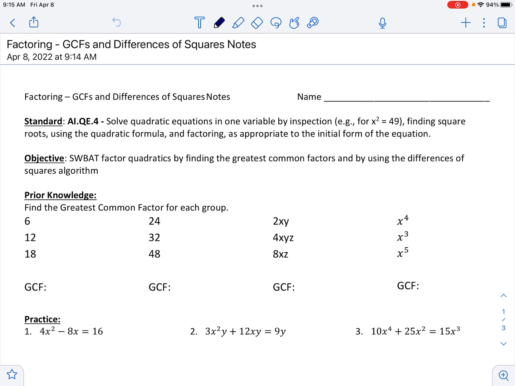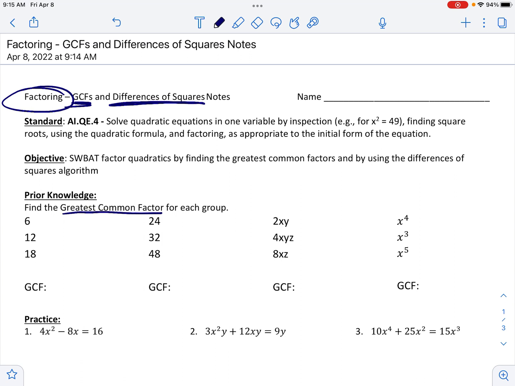We are going to continue our work on factoring quadratics. And today we are going to look at removing GCFs and the differences of squares. So GCF, you have heard of since early 5th grade. It is the greatest common factor.